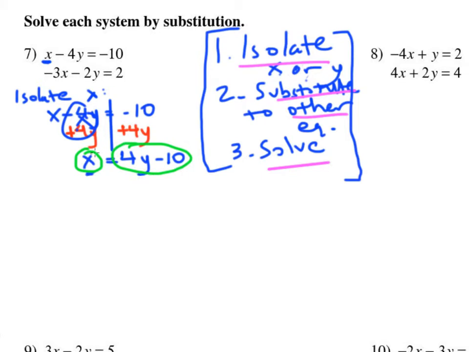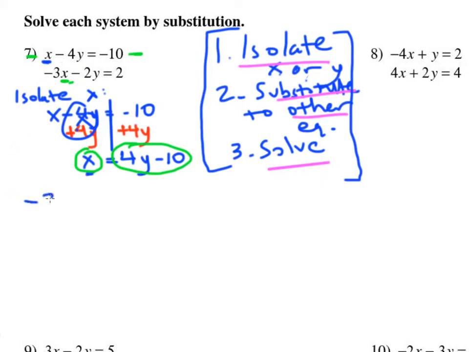Which means that these guys are twins. Anywhere I see x, I can write 4y minus 10. Anywhere I see 4y minus 10, I can write x. So we're going to substitute now. We used this equation here, so we're going to substitute into the other equation. Where I see x, my twin is going to show up instead.